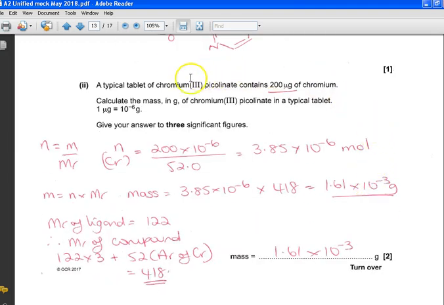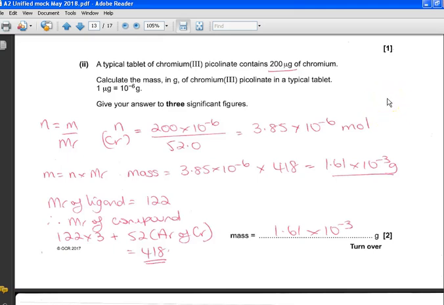A tablet of chromium picolinate contains 200 micrograms of chromium, and they tell you that 1 microgram is 10 to the minus 6 grams. You're asked to calculate the mass in grams of chromium 3 picolinate in a typical tablet. So we work out our moles of chromium because we're told how many grams we've got. We can look up the atomic mass of chromium. There's our number of moles.